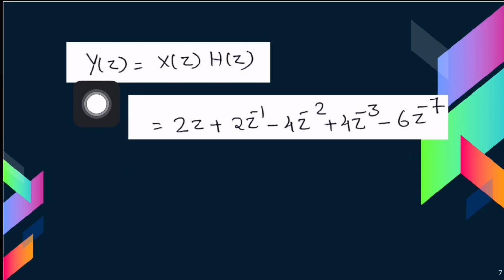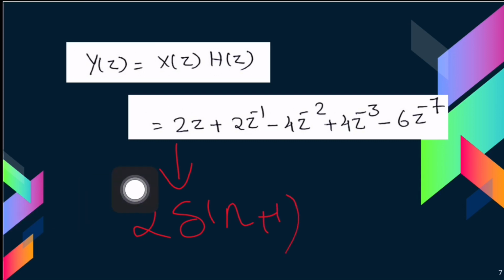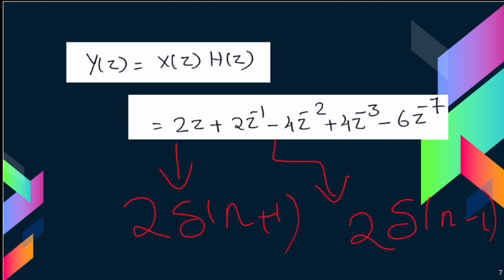Now you look at first term. It is 2z. What will be the corresponding inverse Z transform? Will be 2 into del of n plus 1. What about this term? 2z raised to minus 1. Correspondingly, we add 2 into del of n minus 1 in y of n.